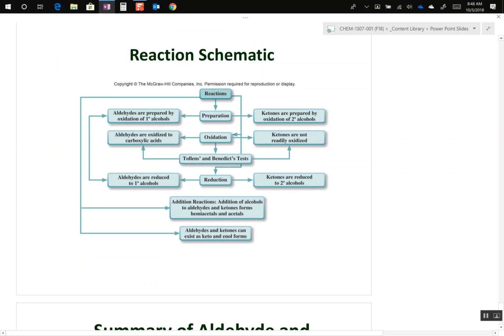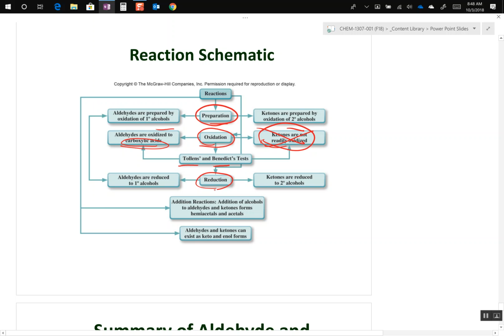Okay, so here is a reaction summary. Preparation of aldehydes and ketones will be through primary alcohols or secondary alcohols, not tertiary. Aldehydes and ketones oxidation: aldehydes are oxidized to carboxylic acid. Ketones are not oxidized at all, so you don't get any product from that. You can determine whether something is an aldehyde or a ketone through Tollens or Benedict's tests.